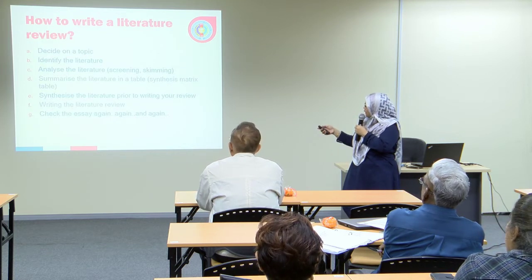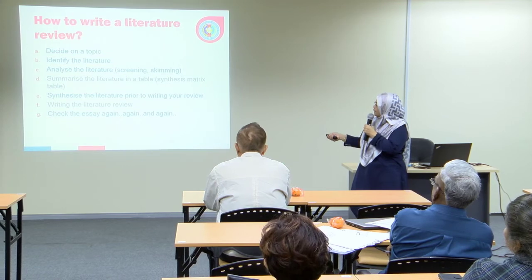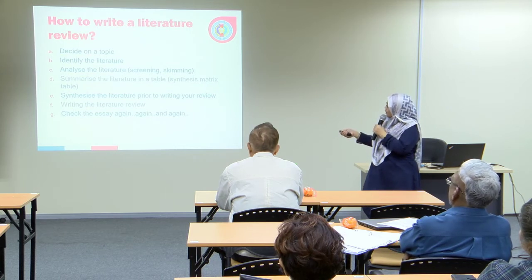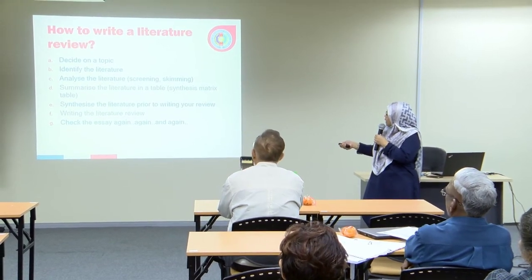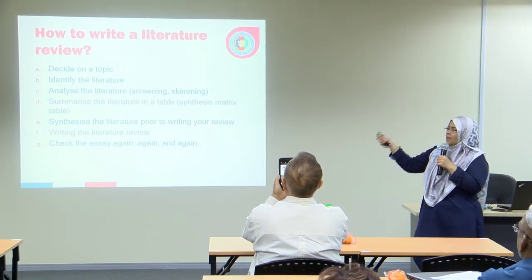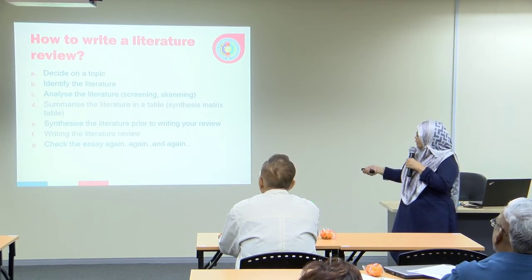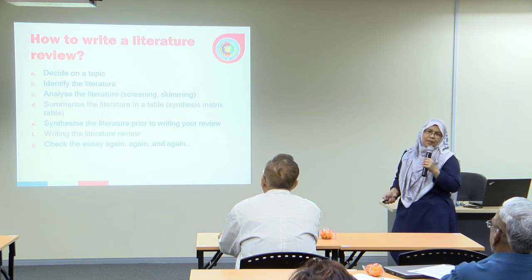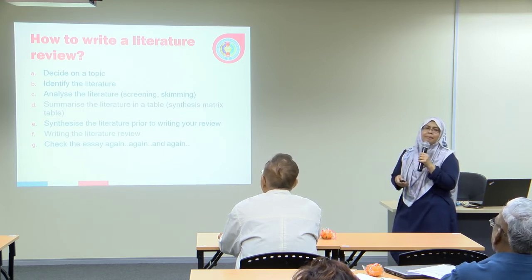Okay, how to write a literature review? Decide a topic. That's the thing. Identify the literature, how you want to identify. You underline the keyword. Okay, I add this: identify the keyword or literature. Analyze the literature, screening, skimming. Summarize the literature in a table. Okay, put in a table, following the keyword that you underline. Synthesize the literature prior to writing your review. Writing the literature review, check the essay again and again and again. Within 3 years you will keep doing it again and again, until you submit your thesis.